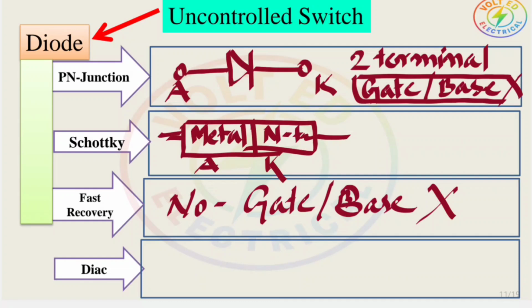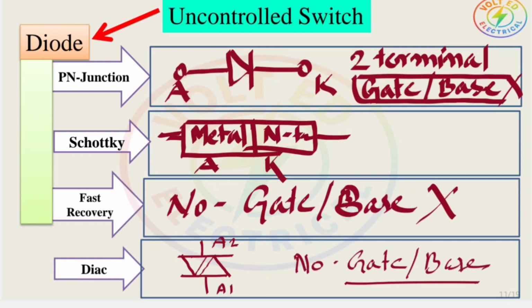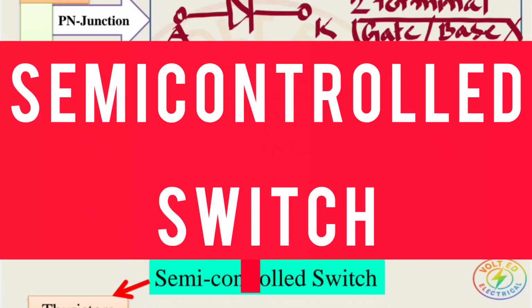Now if we talk about the TRIAC, let's see the symbol of a TRIAC. It is like this. So here also there is only anode 2 and anode 1. Here also there are two terminals, so this is also a two terminal device, so there is no gate or base to control the turn on and turn off. So that's why this is also an uncontrolled switch. So that's why the PN junction diode, Schottky diode, fast recovery diode and TRIAC, all these devices are called uncontrolled switches. Now let's move to the semi-controlled switch.